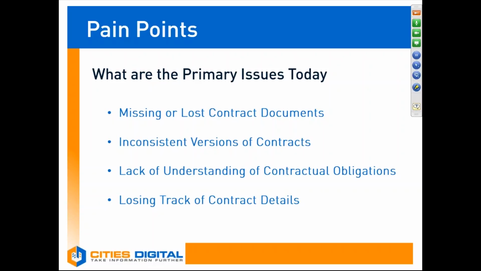Obviously, sometimes we can have things that are countersigned or not countersigned, and addendums that have been added after the fact that we signed off on, but maybe we just don't have in our records the actual updated form that we need to keep. We have a lack of understanding of contractual obligations. Over the years, you forget things, and you're not 100% sure what that particular obligation was, or if the individuals involved actually met those obligations, and of course losing track of those details.